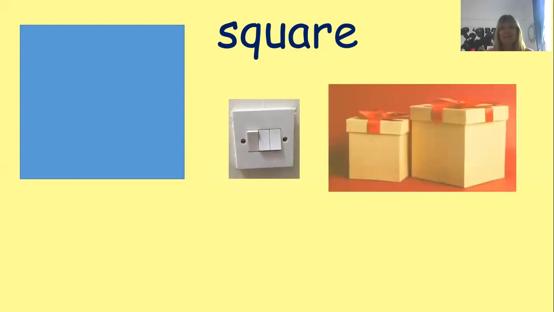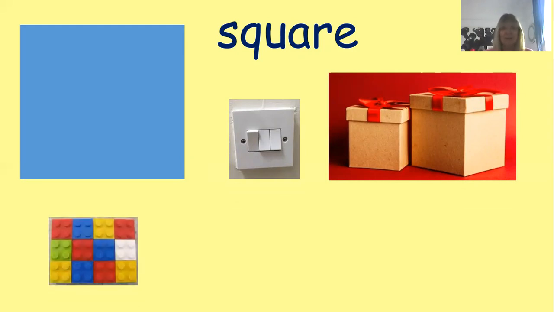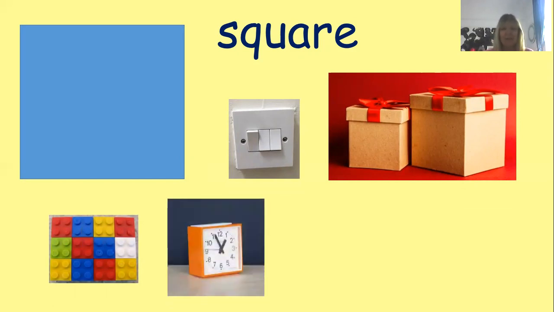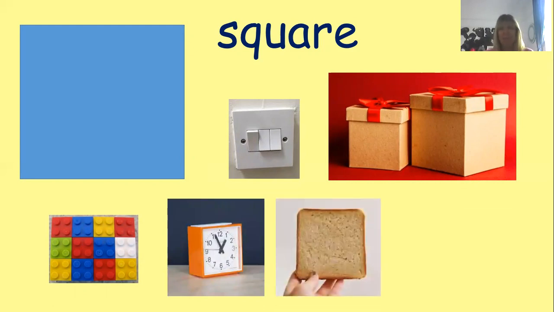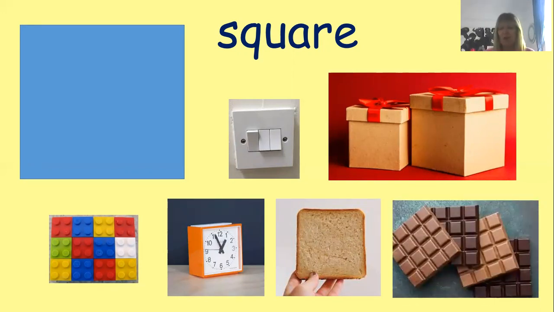So where would we see a square in everyday life? Let's have a think. I found a few. I found a square on my light switch. I saw presents, where each side of those boxes has a square shape. Ah, Lego, lots of square Lego tiles. An alarm clock, a square shaped alarm clock. Piece of toast, where all the sides are the same length. And our last square is, ooh, yum yum, squares of chocolate. Can you see? Squares have been divided into even smaller squares, so lots of squares there.